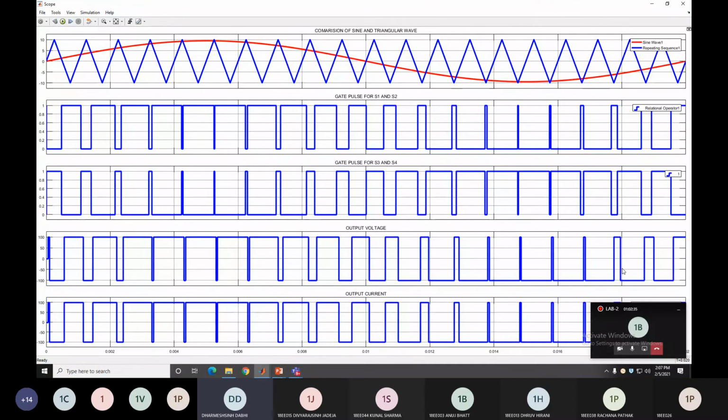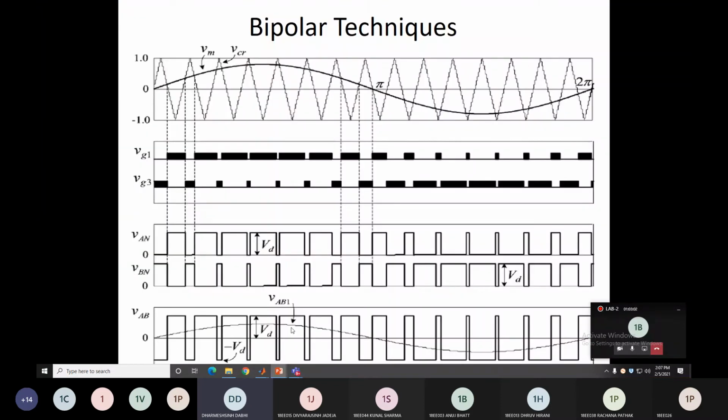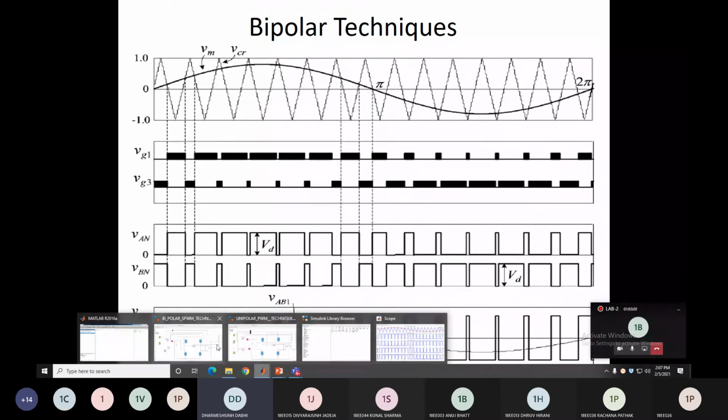So you can see that the output voltage width increases or decreases with respect to the magnitude of the sine wave. As the magnitude of the sine wave is increasing in positive direction, the width of output voltage is also increasing in positive direction. As it is decreasing, it is also decreasing. Same way on the negative side. So if you take the average of this output voltage, it is nearer to the sine wave. It looks like this way. You can see in the theory, it looks like this way. Now do all of you understand? Okay.